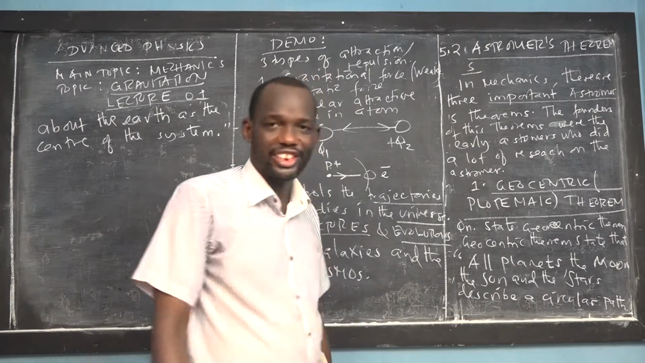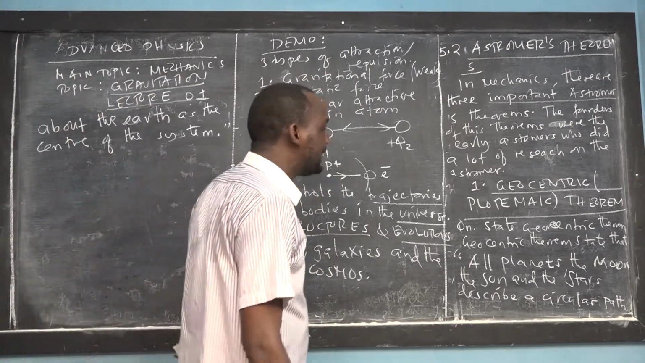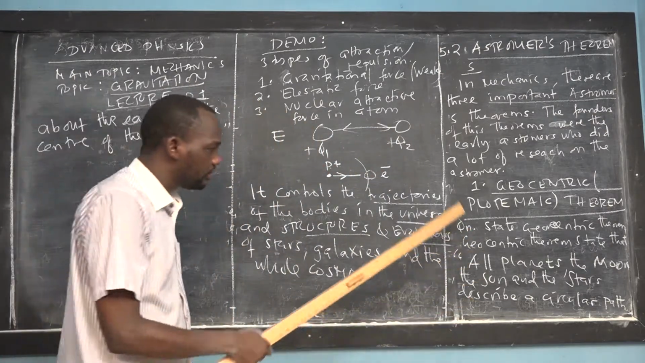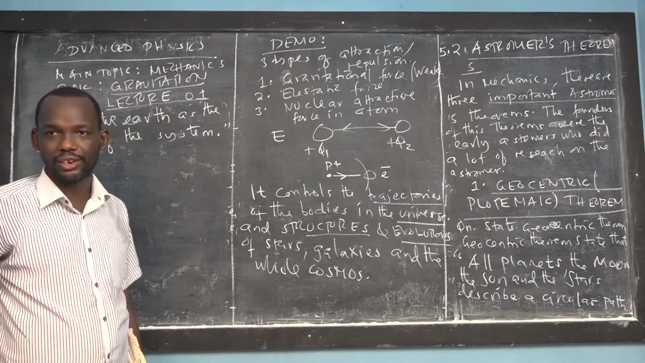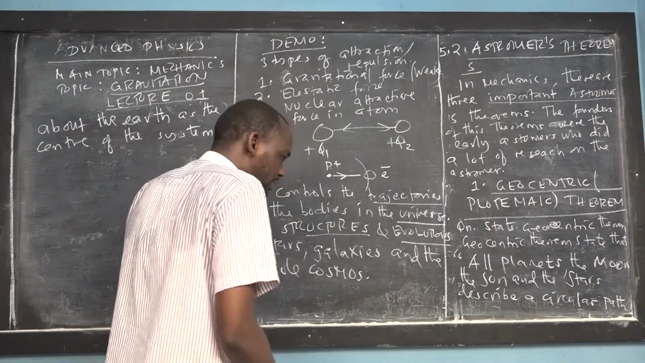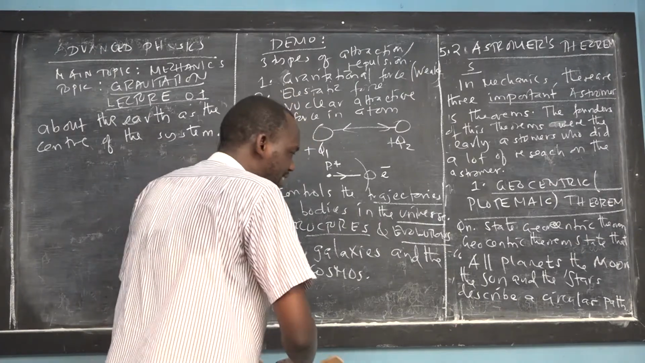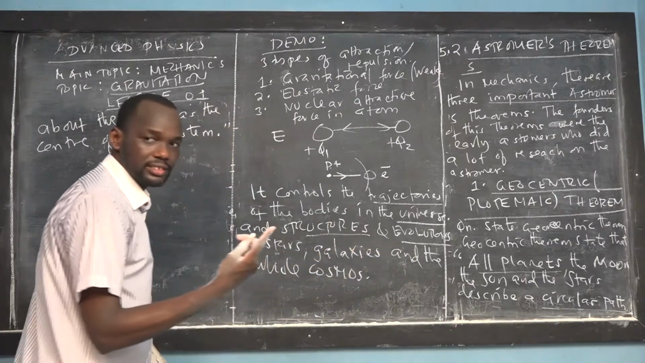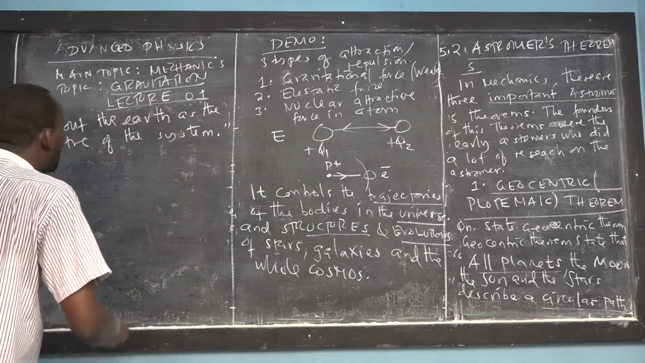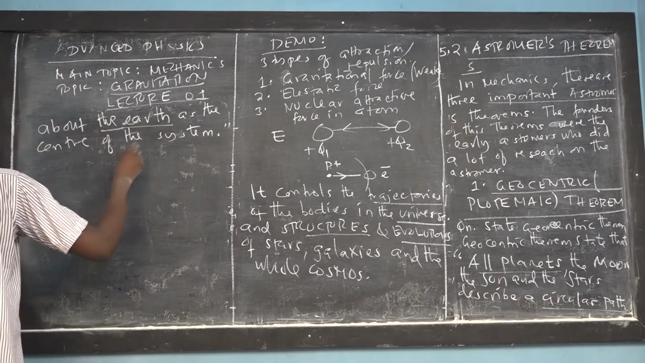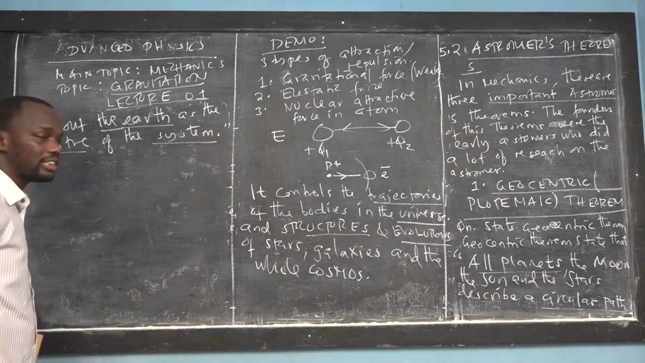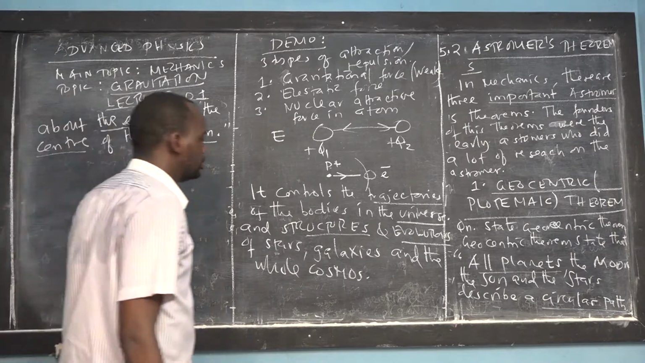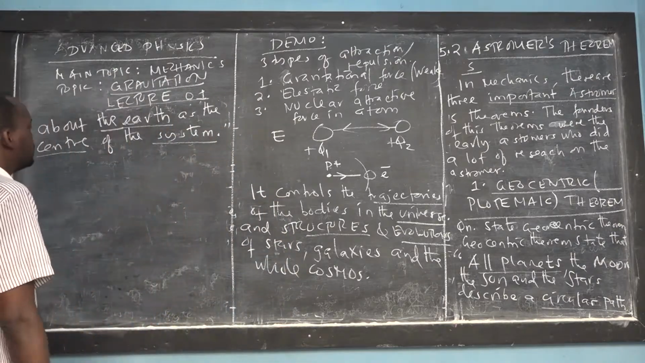So geocentric, say geocentric again. The geocentric or Ptolemaic theorem states, no need for you to memorize, you just have to understand: all planets, not one planet, all planets, the moon, the sun, and the stars describe a circular path. I'm underlining the keywords. Describe what? A circular path about the Earth as the center of the system. Not about the sun as the center of the system, about the Earth.